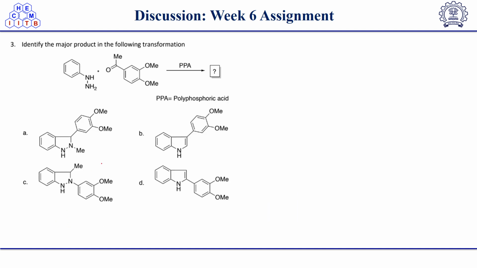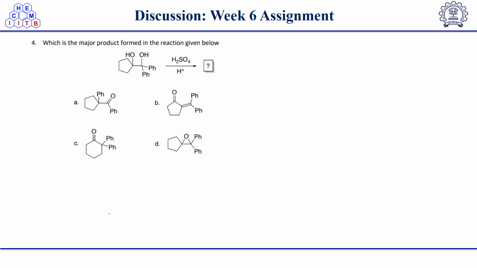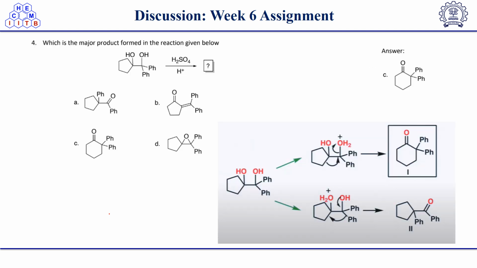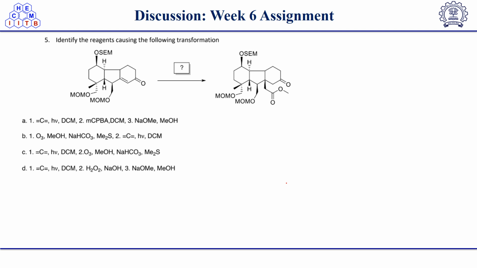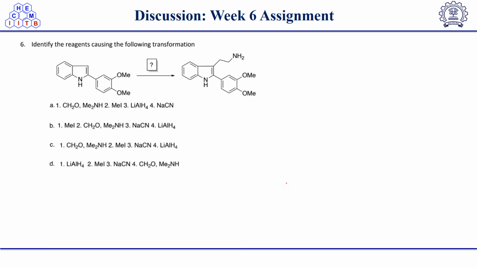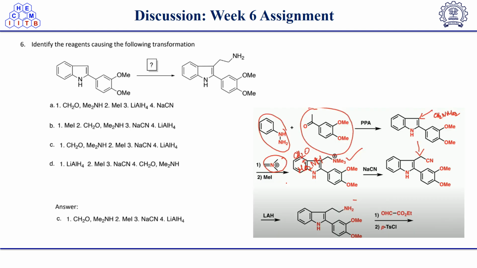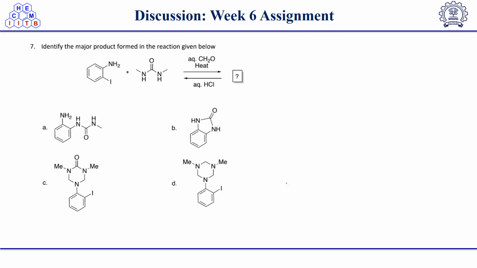Then we have seen the Fischer indole synthesis to get this indole derivative, and then this pinacol-pinacolone rearrangement and its corresponding mechanism, and why this migratory aptitude is preferred over this one. Then this sequence of reactions: first epoxy, this cycloaddition, and then ozonolysis to give the corresponding compound. Then we have seen this reaction where a Mannich kind of reaction followed by the quaternary ammonium salt and substitution and LAH reduction giving the desired compound.